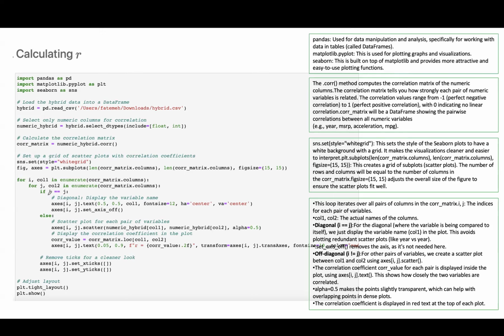If you have the data set on the main diagonal, it means that I and J are equal to each other. It basically displays the variable name or your column 1. Why is that? Because you want to avoid plotting redundant scatter plots. And for the ones that are not on the main diagonal, it generates the scatter plot for you.